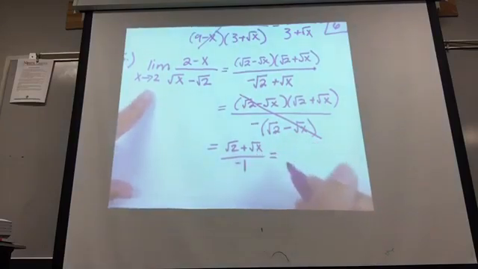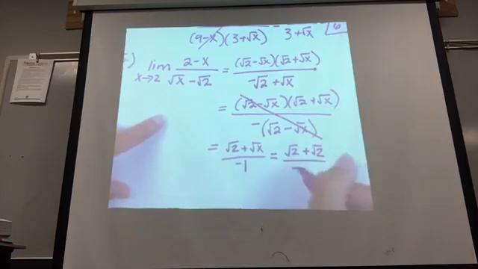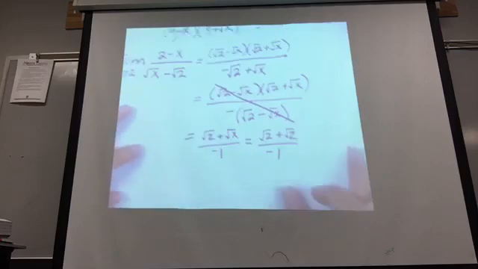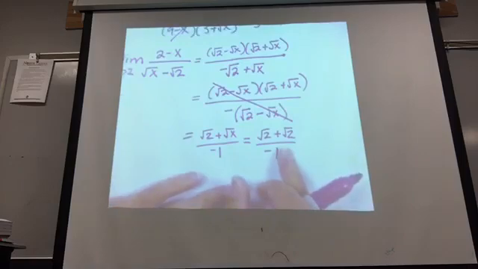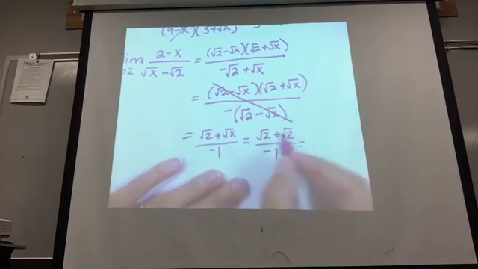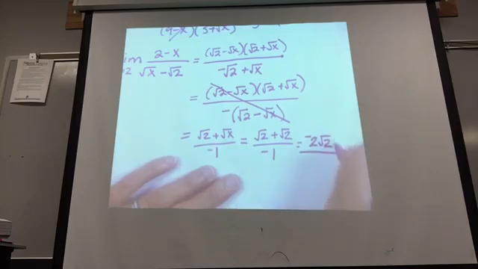If I plug in my 2 now, that gives me the square root of 2 plus the square root of 2 divided by negative 1. And so I can write this as, I know anything divided by negative 1 is negative, and the square root of 2 plus the square root of 2 would give me 2 square roots of 2, so I can write it as negative 2 square root of 2. And that would be my final answer.